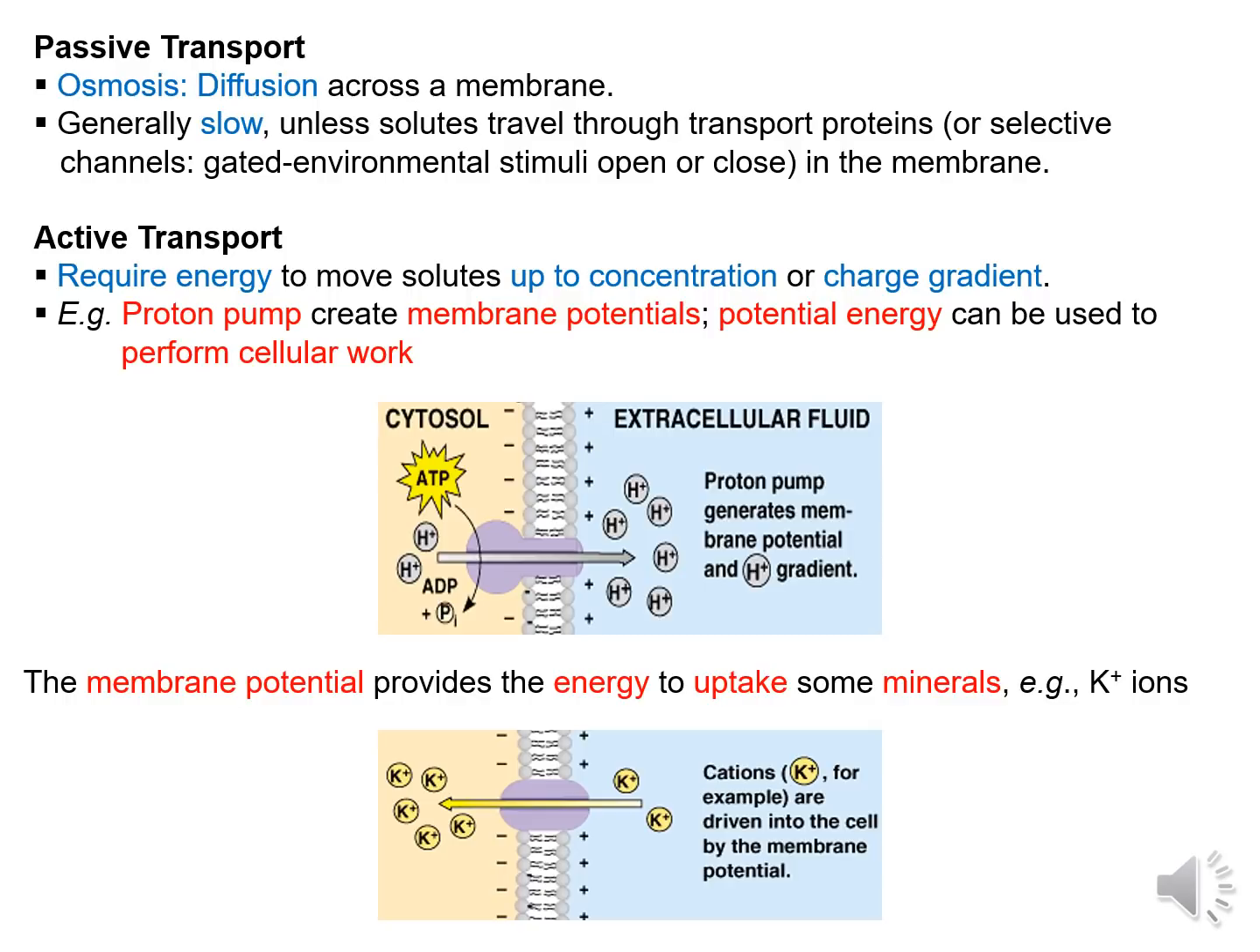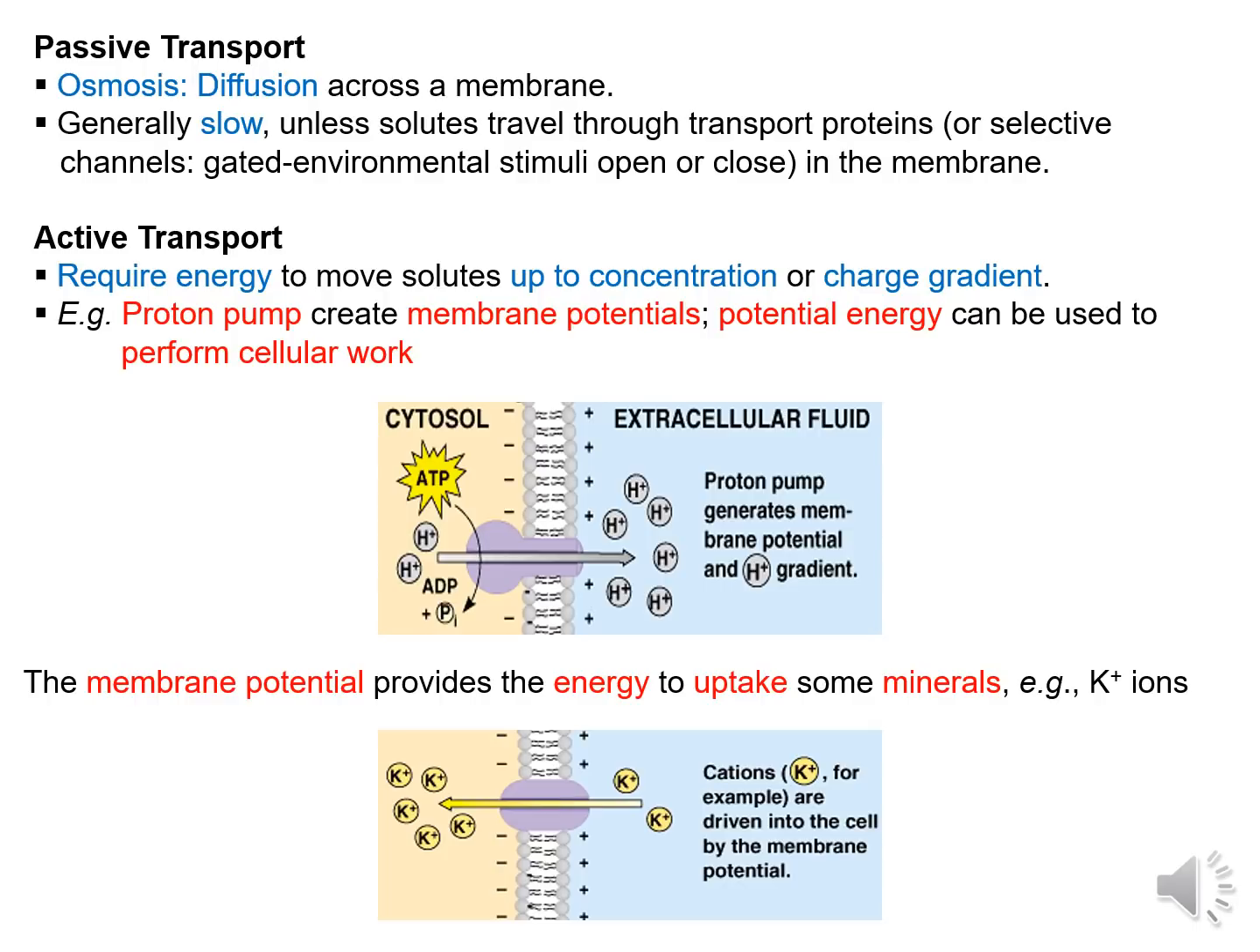Active transport requires energy to move solutes because this type of movement or flow is up the concentration or charge gradient. That's why it needs energy, because the movement is against the concentration and charge gradient. Giving you an example in the diagram below. A proton pump will create membrane potential, and the potential energy can be used to perform cellular work by transporting hydrogen ions from the cytosol into the extracellular space. But it requires energy because the movement is up or against the concentration and charge gradient.